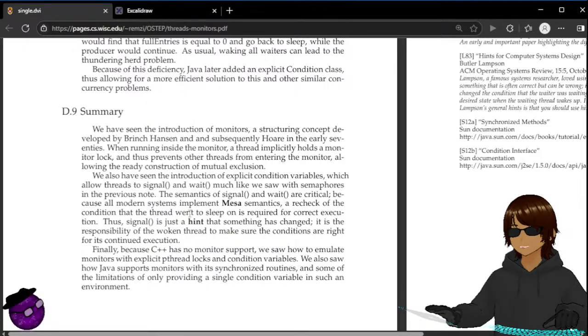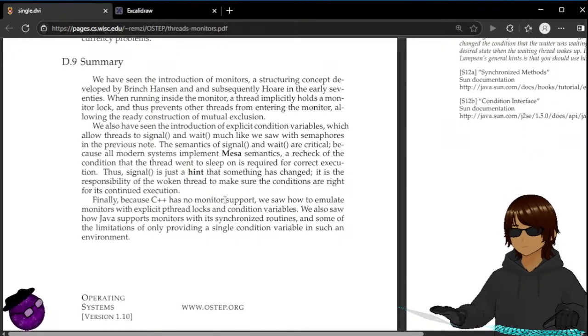The semantics of signal and wait are critical because all modern systems implement Mesa semantics, where a recheck of the condition that the thread went to sleep on is required for correct execution. Thus, signal is just a hint that something has changed. It's the responsibility of the waiting thread to make sure the conditions are right for its continued execution.